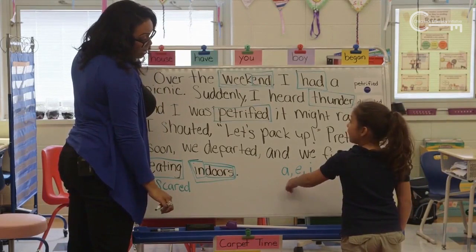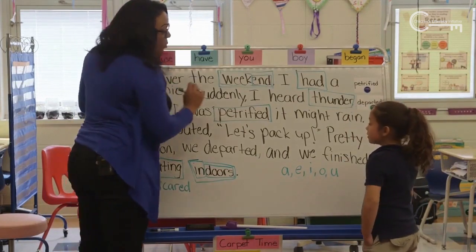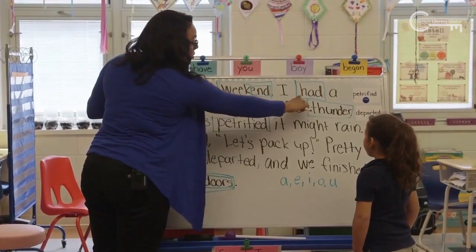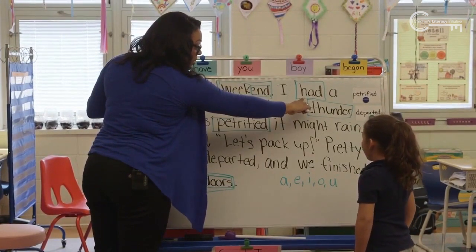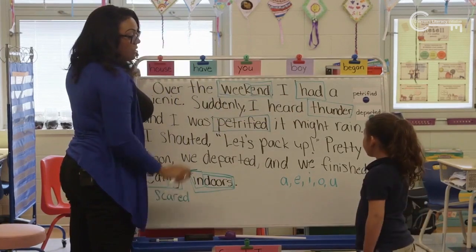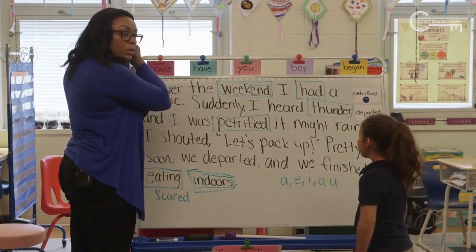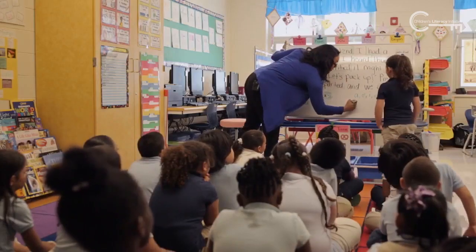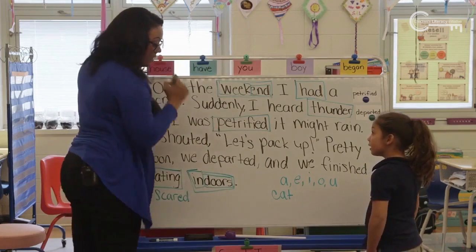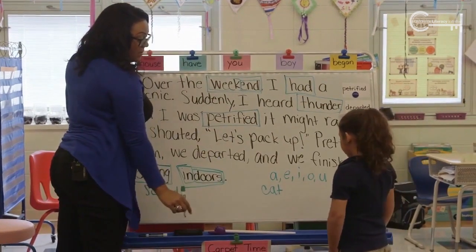What letter is that? A. It is an A. And do you know what a short vowel A sound is? A. Very good. So can you say this word together? Had. Had. Very good. And it does make that short A sound. So can you think of any other words that have the short vowel A? What about this one? What does that say? Cat. Very good.